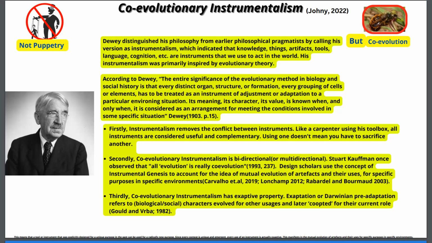Thirdly, co-evolutionary instrumentalism has an exaptive property. Exaptation, or Darwinian pre-adaptation, refers to biological or social characters evolved for other uses and later co-opted for their current role. This means that a tool or instrument that we explicitly designed for a unique purpose in the past can be used for a radically new purpose. Since every context is unique and emergent, every use of an instrument is actually exaptive in nature. So this is very close to the idea of instrumental genesis that was used by the design scholars to explain more or less the same idea.